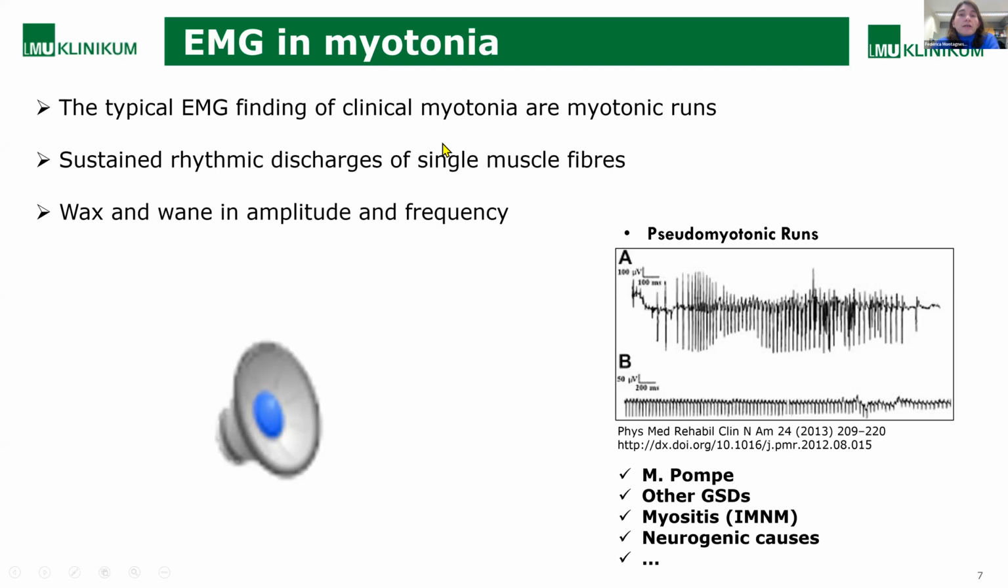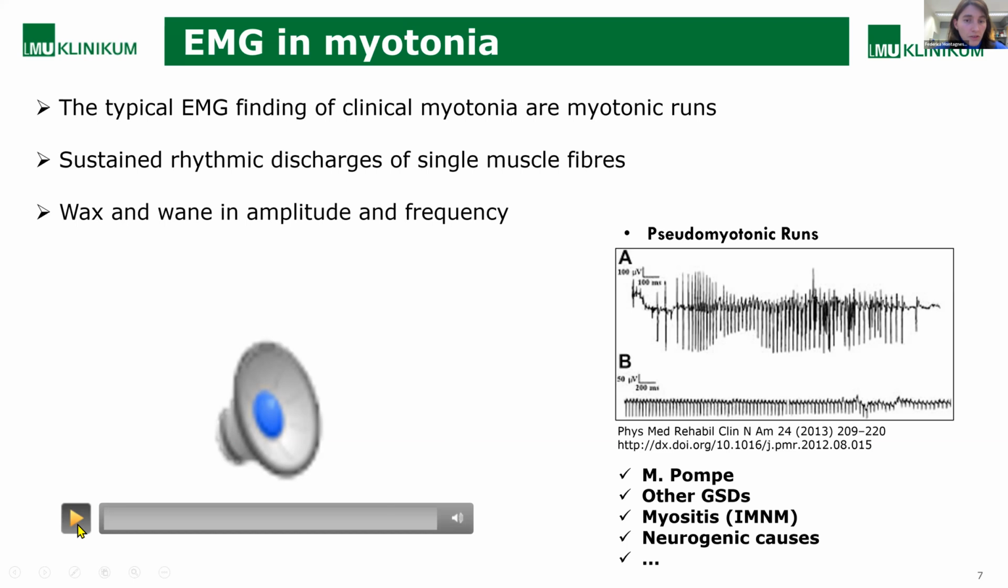The clinical myotonia has a classical electrical counterpart, the myotonic runs, which are sustained rhythmic discharges of single muscle fibers, and they have this typical waxing and waning in amplitude and frequency, even though quite often we also see incomplete myotonic runs, mostly with only waxing or only waning progression. And maybe we can hear also these myotonic discharges on EMG. I must apologize if the sound is a bit too low.